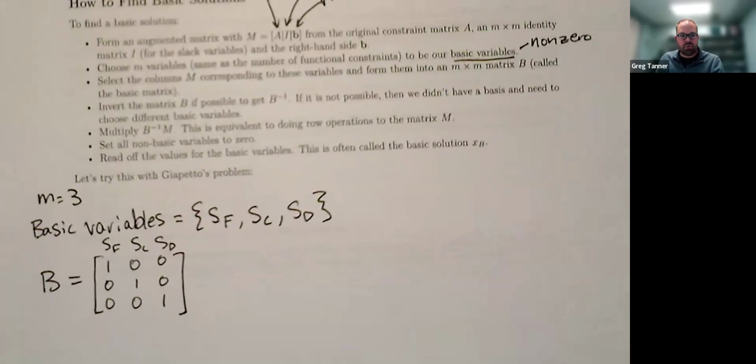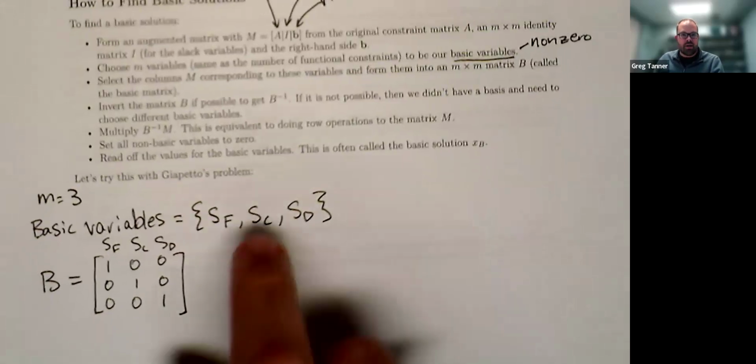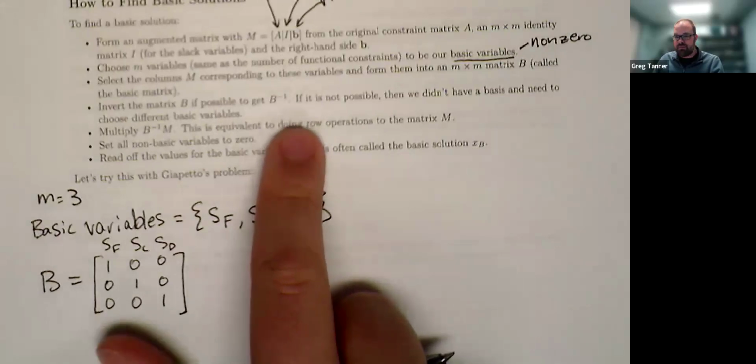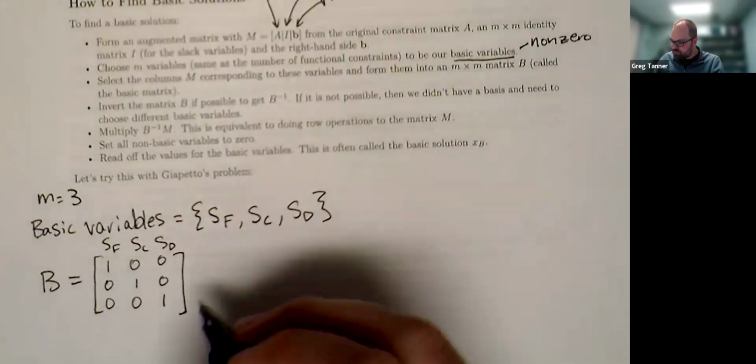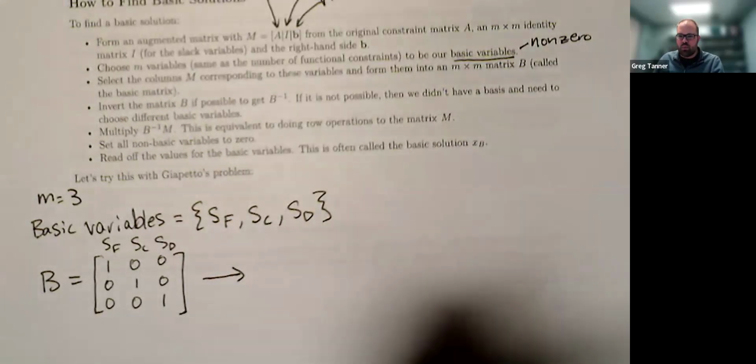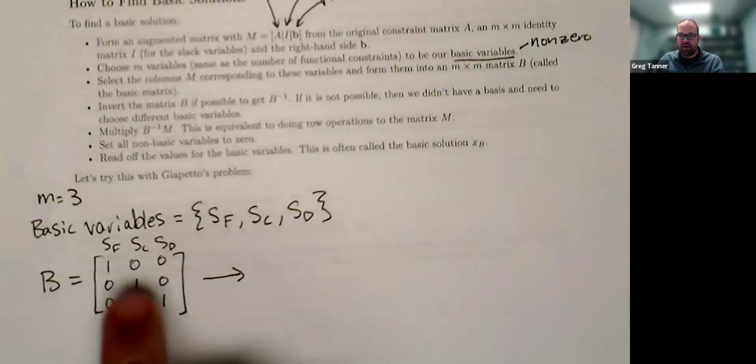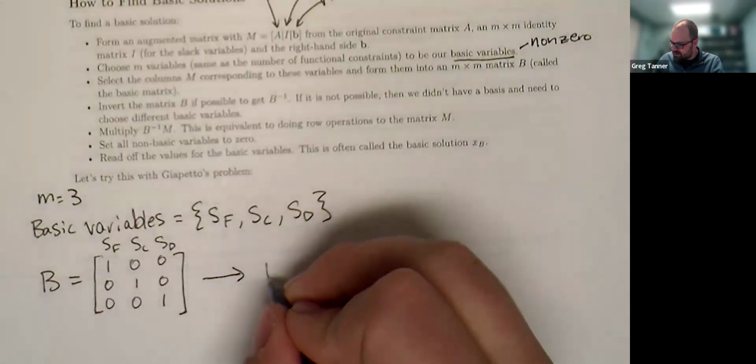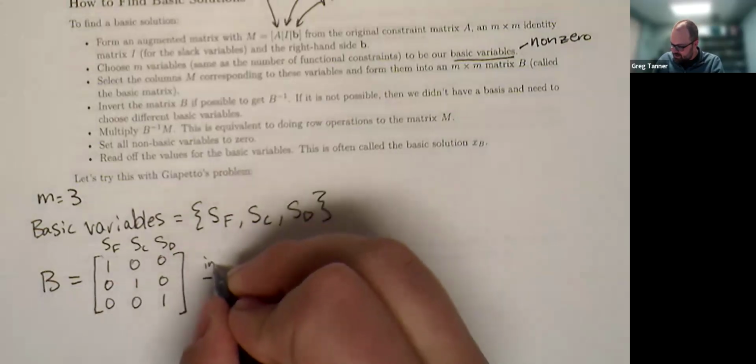Okay. Once I've selected those, then I need to invert this matrix. Normally, matrix inversion is hard. We'll let R do that for us in this case. But in this special case, this is an identity matrix, and a magical fact about identity matrices is that they are their own inverses. And so in this case, I'll say inverse.